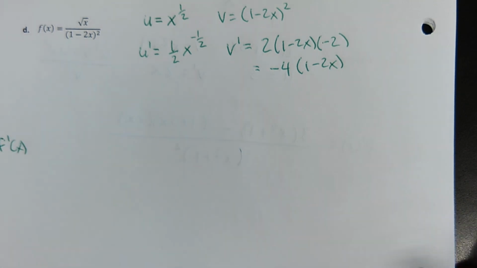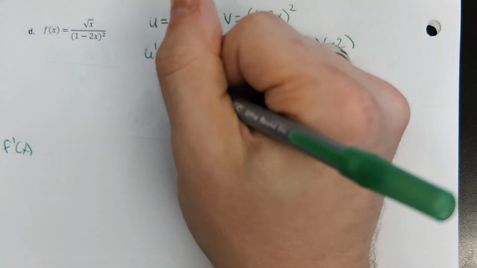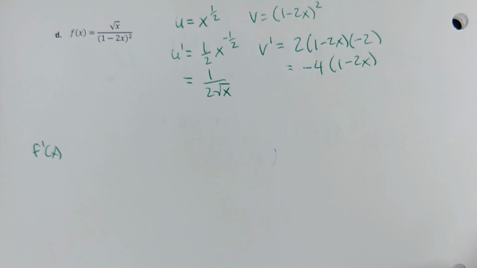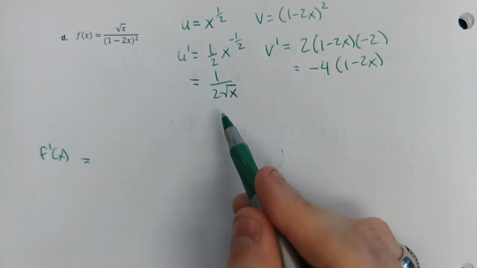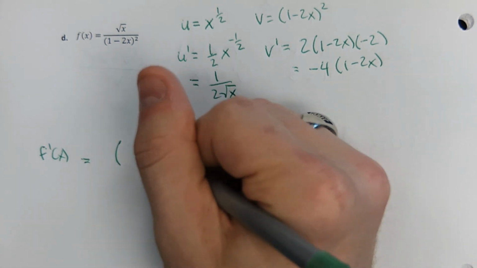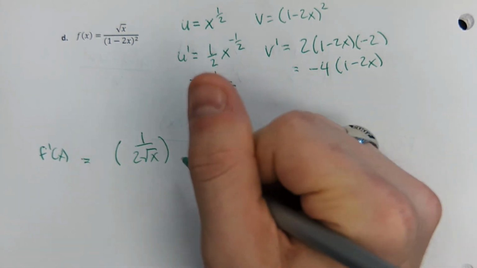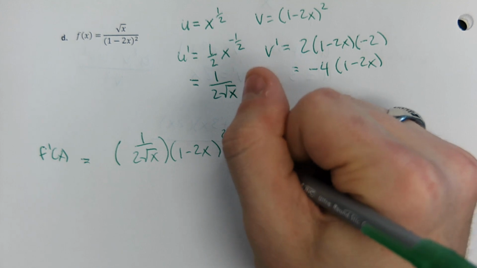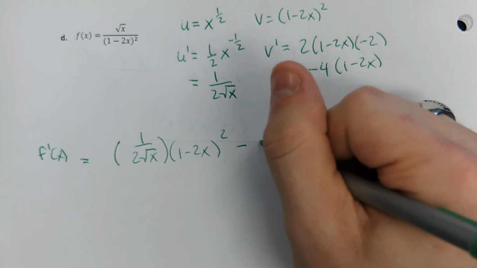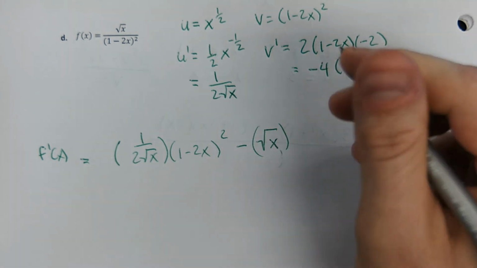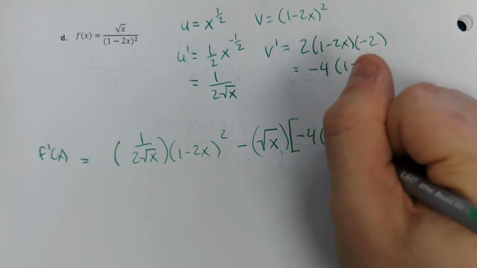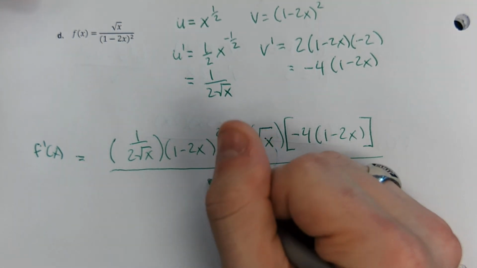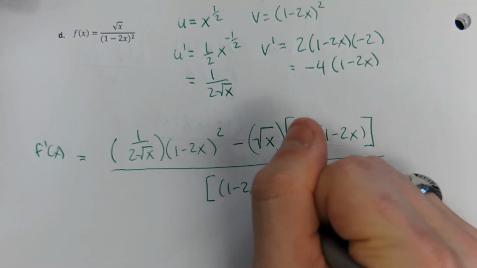F prime of x. U prime. You know what? I'm going to clean up u prime right now. 1 over 2 root x. There, that's u prime, because that way I don't have to write this long thing twice. So u prime v, 1 over 2 root x, v is 1 minus 2x squared, minus u v prime. I'm going to clean it up just a little bit. Not much, though. All over v squared, also 1 minus 2x squared squared. How about that?